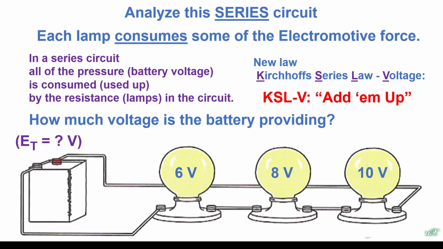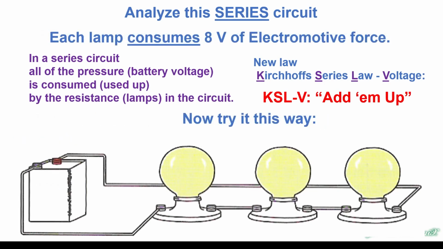Remember, the S stands for series, so these first 3 laws are for series only. And KSLV is, if you want to know the total voltage, add them up. So what is the total voltage? Well, to get the total voltage, we're going to add up 6 volts plus 8 volts plus 10 volts. If you're good at adding in your mind, you've probably figured out that the battery is a 24-volt battery, because you have applied Kirchhoff's series law for voltage. Okay? That's all you got to do.